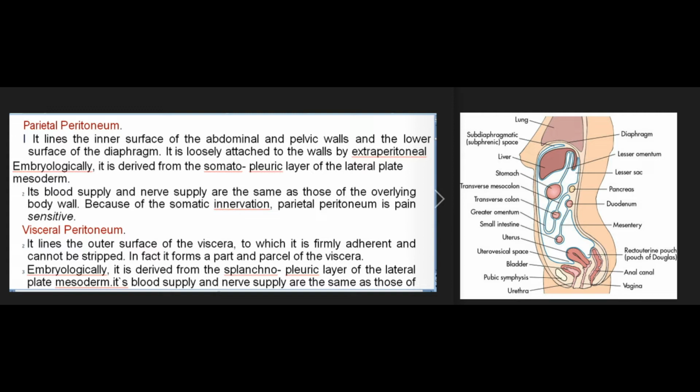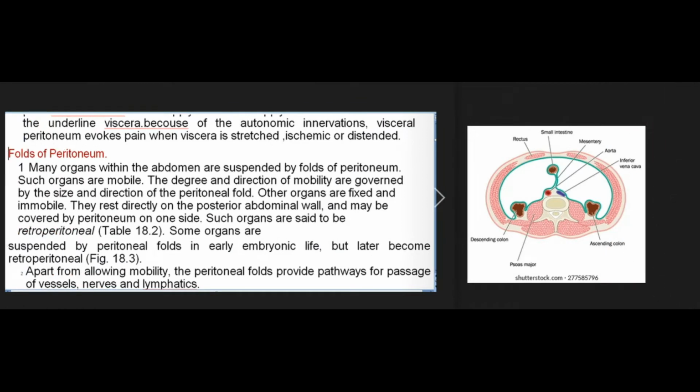Visceral peritoneum. 1. It lines the outer surface of the viscera, to which it is firmly adherent and cannot be stripped. In fact, it forms a part and parcel of the viscera. 2. Embryologically, it is derived from the splanchnopleuric layer of the lateral plate mesoderm. 3. Its blood supply and nerve supply are the same as those of the underlying viscera. Because of the autonomic innervation, visceral peritoneum evokes pain when viscera is stretched, ischemic or distended.